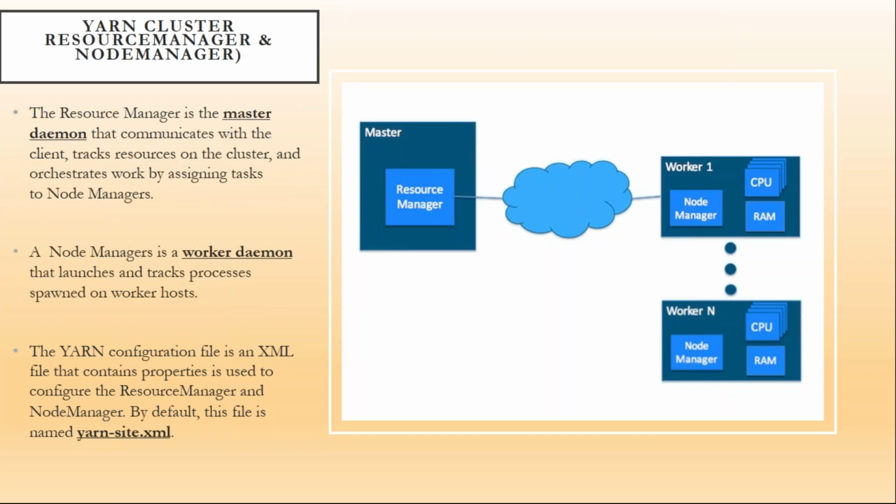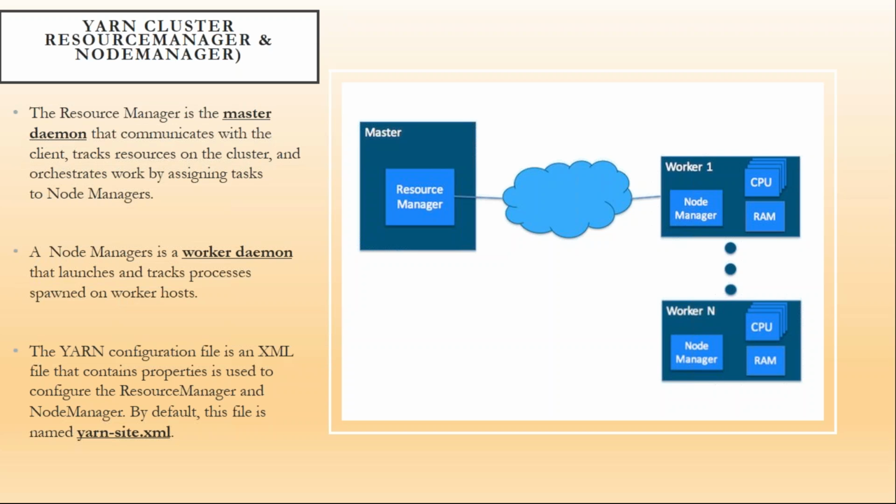Now, if you see here, I have a diagram. The diagram very clearly explains your master is a resource manager, which is the daemon communicating with your clients, tracking the resources on the cluster, and also managing the tasks that are given to the node manager. You have a master on your left side and you have a worker on the right side. Your master is your resource manager and your worker is your node manager.